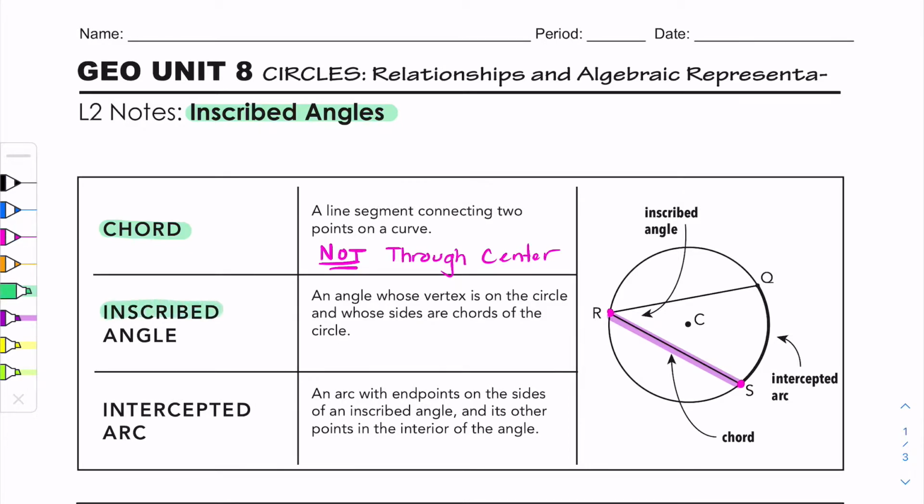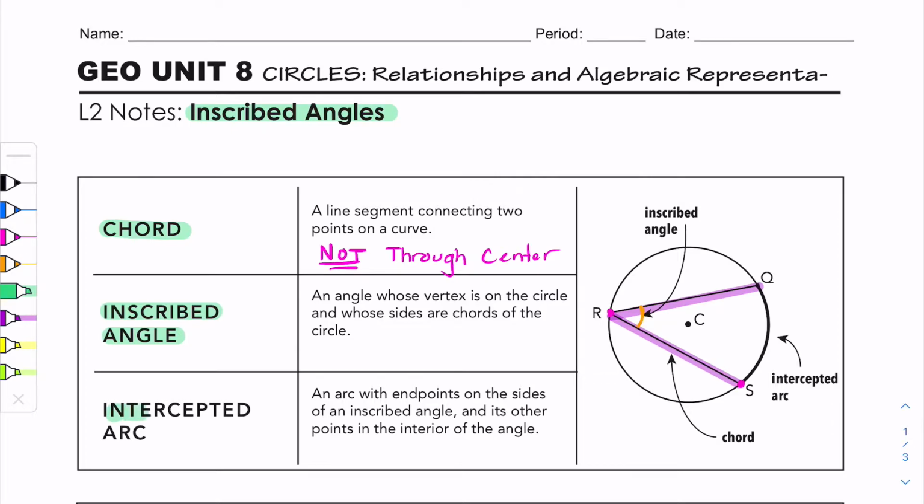Next, we have what we call an inscribed angle. An inscribed angle is an angle whose vertex is on the side of the circle and whose sides are chords of the circle. So I already highlighted one chord. This, of course, is another chord because it does not go through the center. And the inscribed angle is the angle that these two chords form. So it is labeled for you. I also just traced over that.